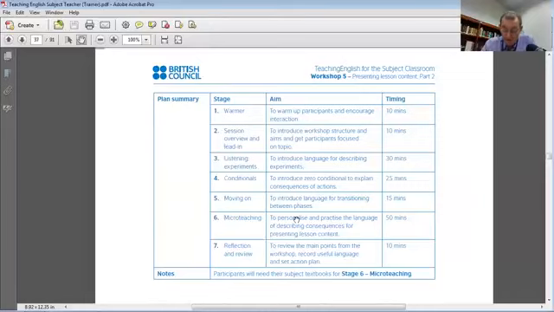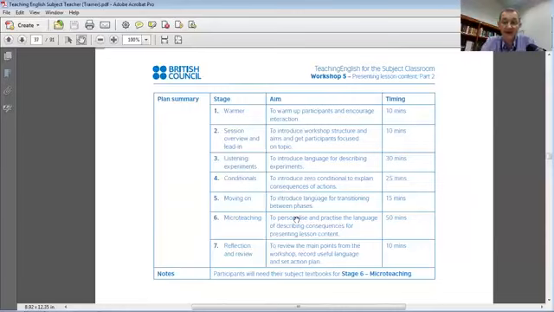Stage 5 is called moving on, and here you're going to be looking at the language of transitioning between phases. Here you'll get the participants to work in pairs, get them to check their answers with each other, with other pairs, and you will drill some phrases. So let's start with, let's move on to, that's the end of my description. Okay, so these are phrases which you will model and get participants to repeat. So you will drill these phrases.